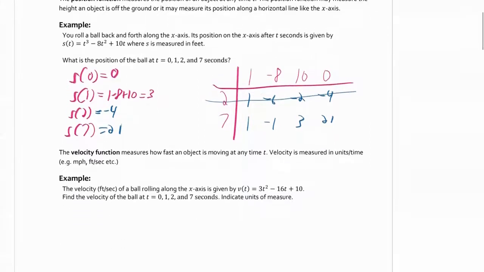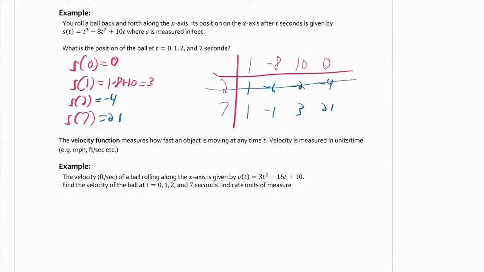Then we move on to velocity, which is how fast an object is moving at any given time, measured in units per time. So distance over time, which is kind of a key thing here, velocity. We have a velocity function, and finding the velocity at these different places is a matter of saying v of 0, v of 1, v of 2, and v of 7. We're going to do the same thing. Plug in 0, I get 10. Plug in 1, I get 3 minus 16 plus 10 is negative 3.